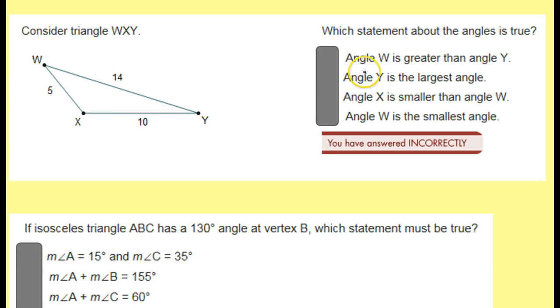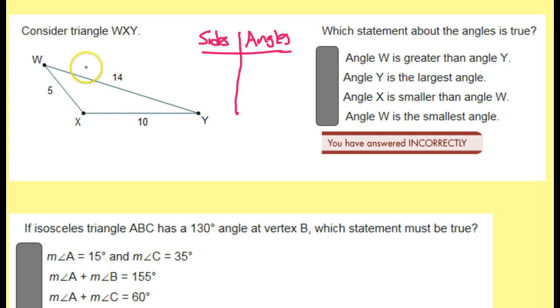Consider this triangle right here. What statement about the angles is true? So we've learned that the bigger side is always across from the bigger angle. So let's make a list. On the left side, I'm going to put the sides, and on the right side, I'm going to put the angles. Okay, and we're going to put them in order from biggest to smallest.